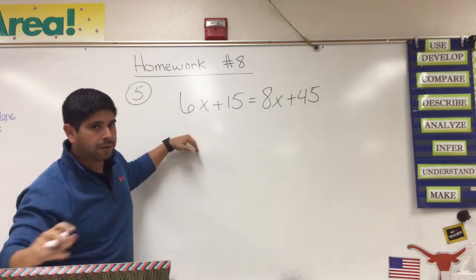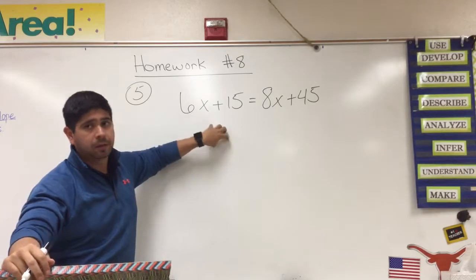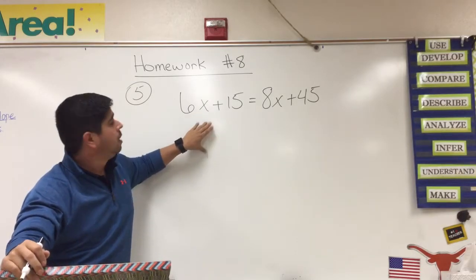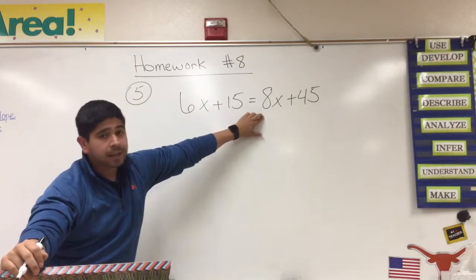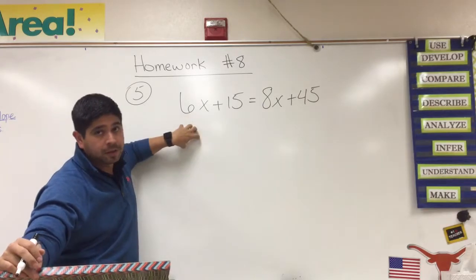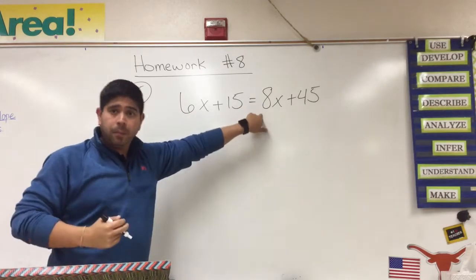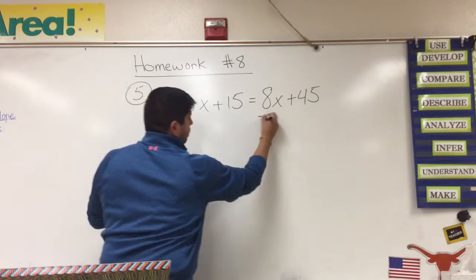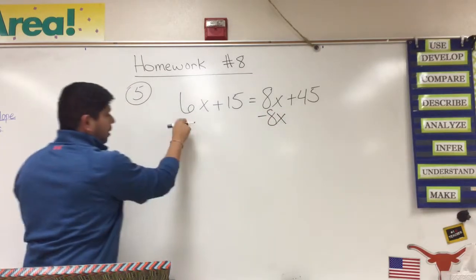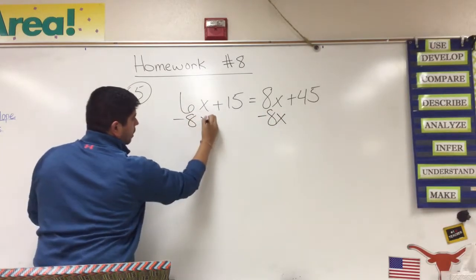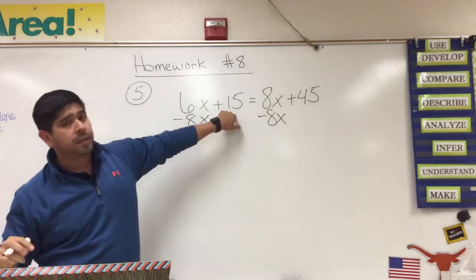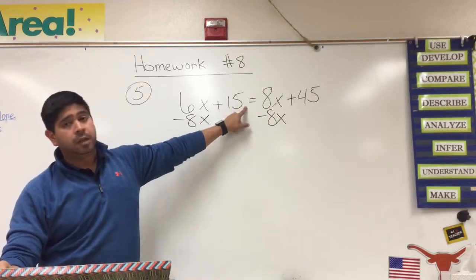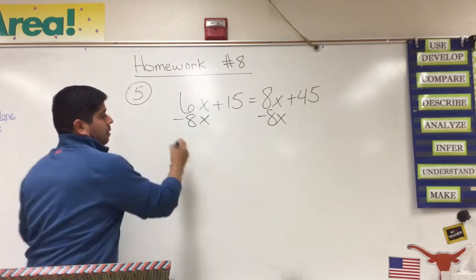Okay, so I'm going to get all my variables, or my numbers with my variables, on one side of the equation. So this 8x, I'm going to bring over here. I like to put it on the left side. So the inverse of plus 8x is minus 8x. And then I'm going to put it over here underneath the 6x. I don't put it underneath here because this 15 doesn't have a variable. It's got to have a variable to be a like term.